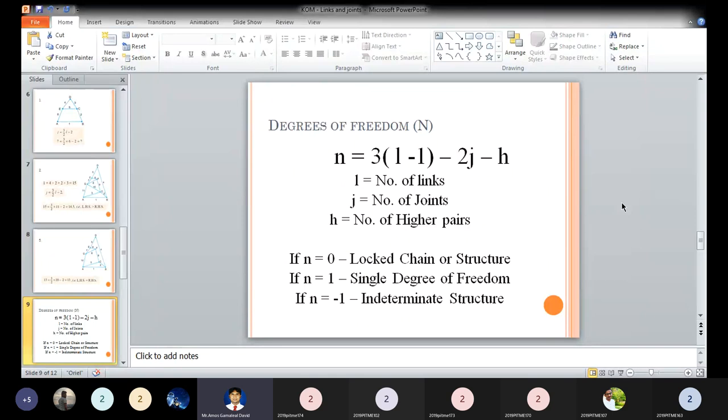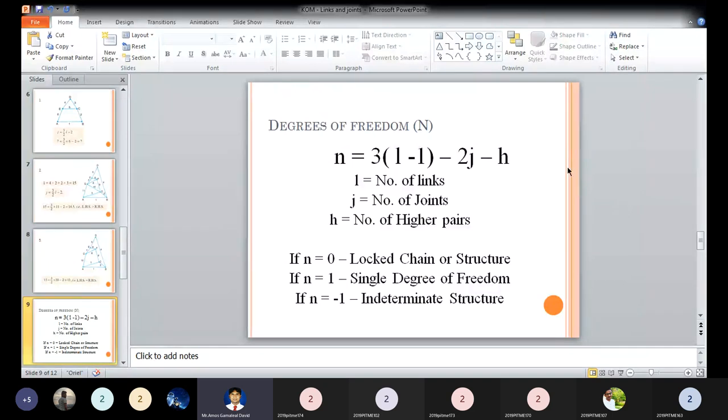Okay. What does higher pair mean? Higher pair means it is a line or point contact. For example, point contact examples are a cam mechanism or ball bearing, and line contact, for example, gears. I'll try to put some videos and explain all those things. Do you understand? So that is higher pair and lower pair.